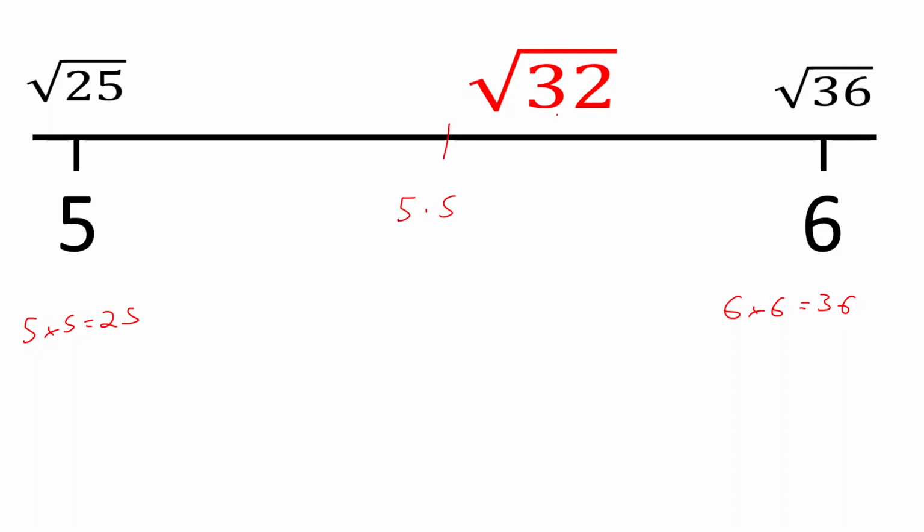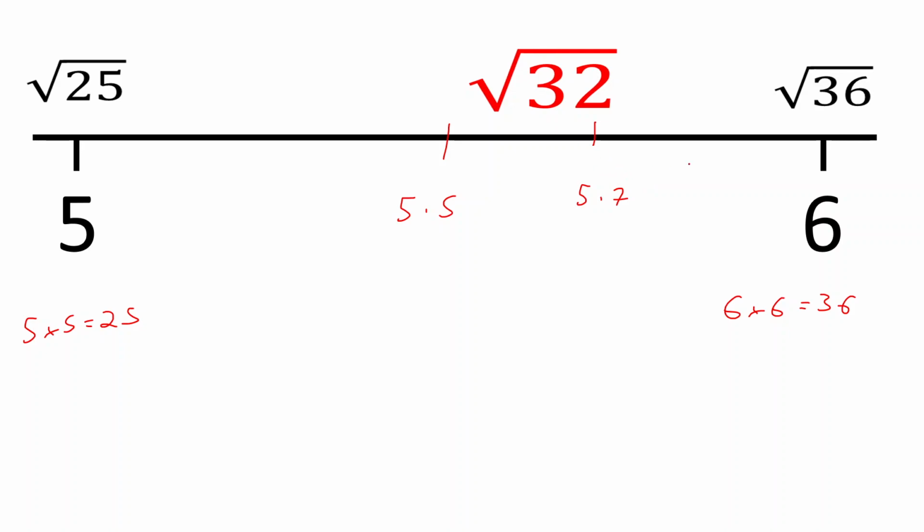Now, root 32 is only 4 away from root 36, but it's 7 away from root 25, so it's definitely closer to root 36. So I would say that root 32, approximately, because it's only an estimation, is going to be at around 5.7. So we can say that root 32 is approximately equal to 5.7. But if you put 5.8 or 5.6, that's probably a good estimation also.